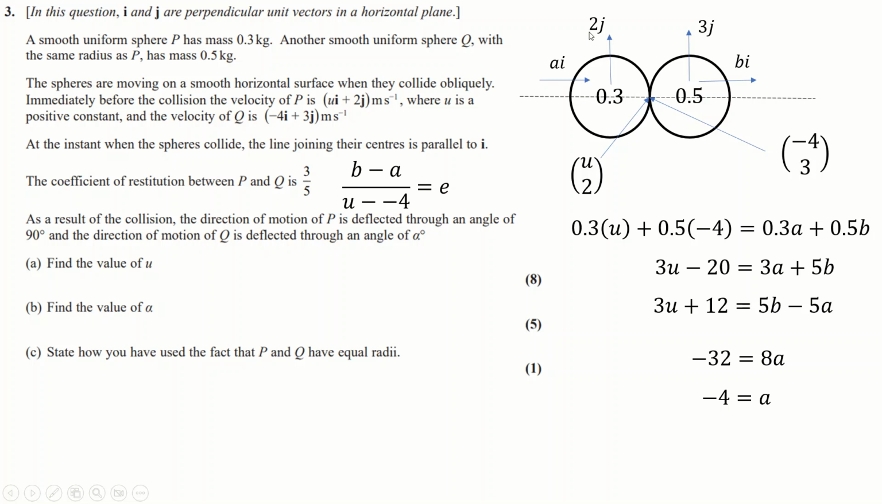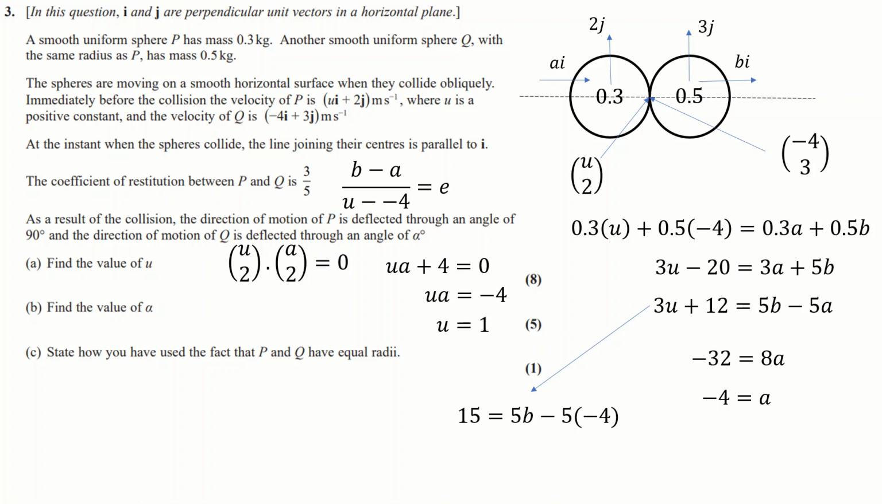Now this is just a2. So u2 dotted with a2 must be 0 because of this 90 degree deflection, which means ua plus 4 is 0, which means ua equals minus 4. But that means I can solve for u, can't I? Because a is minus 4 already, which means u must be 1. And so we get that u is 1. That's cool. Then we can put u as 1 into here and solve for b, and that's what I've done there. b is minus 1. So now we have everything we need.